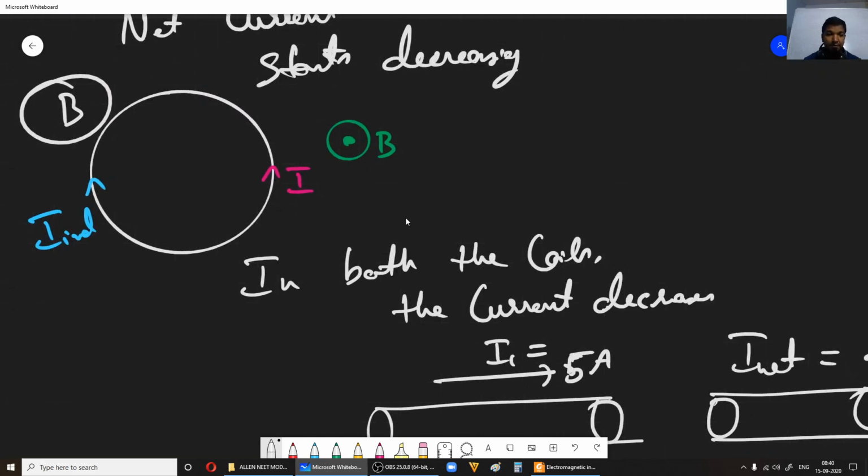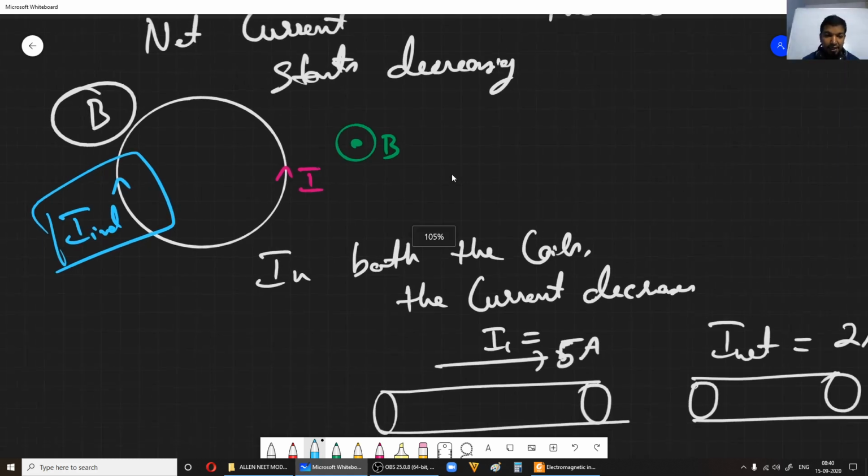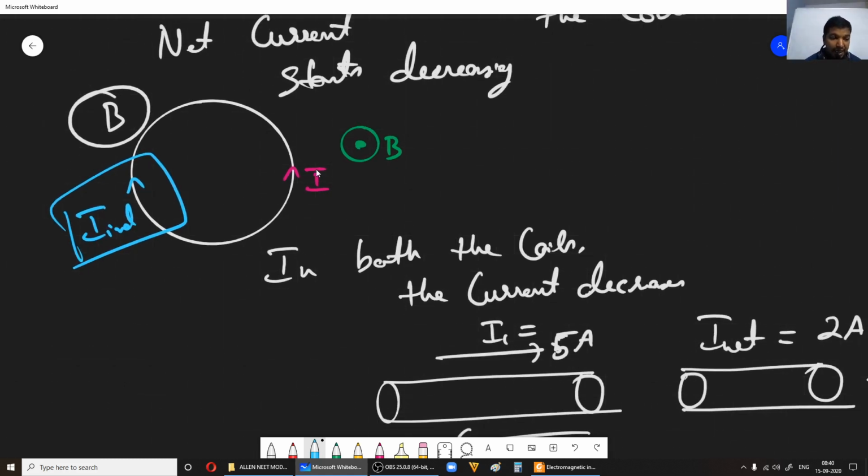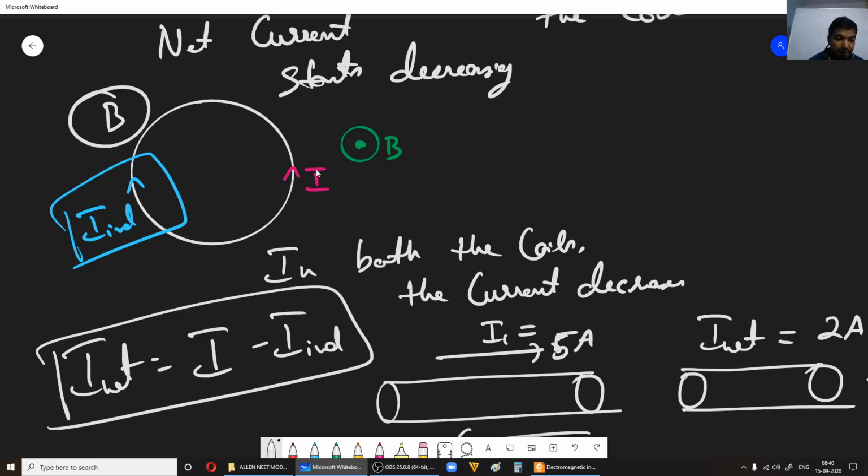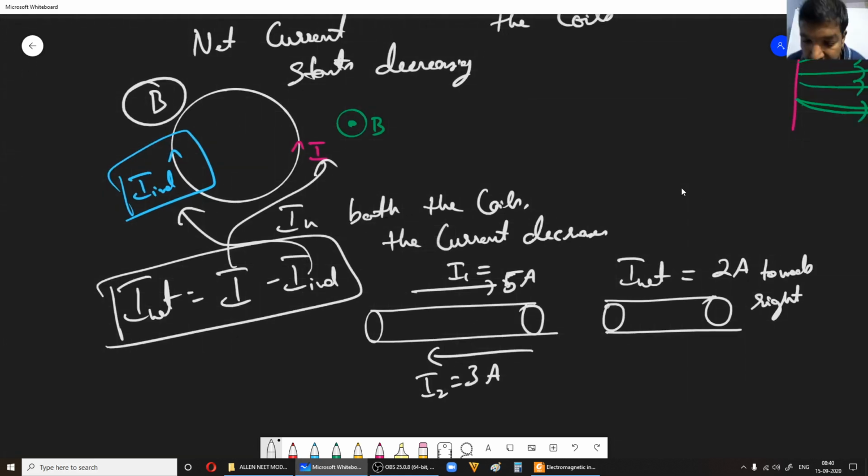So when you start moving, this induced current will come into the picture and naturally you will see the net current decreases. The net current is actually I minus I induced. I means this one, the induced current is this. I hope you got this. Fine. If you have doubts, please leave them in the comments. Let us discuss. No issues.